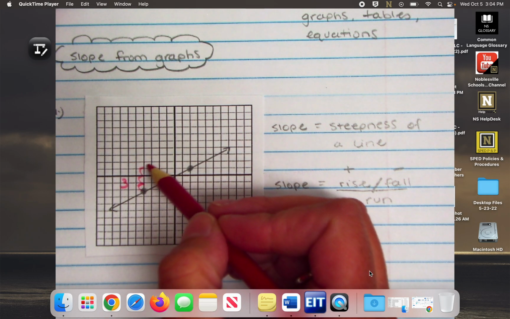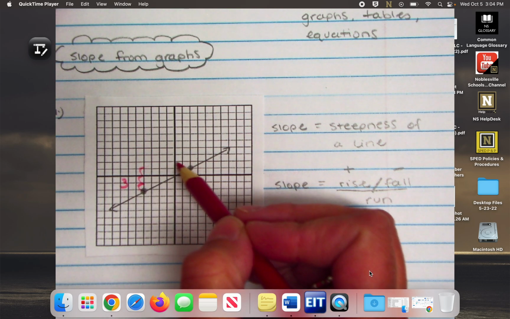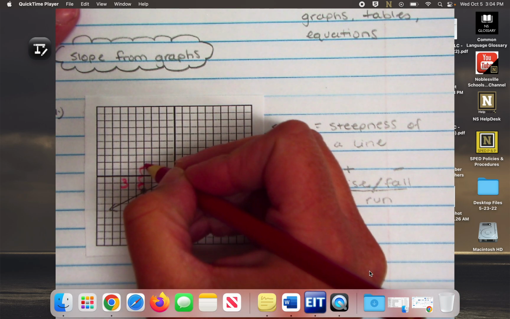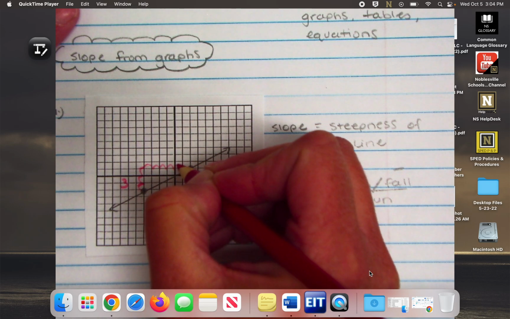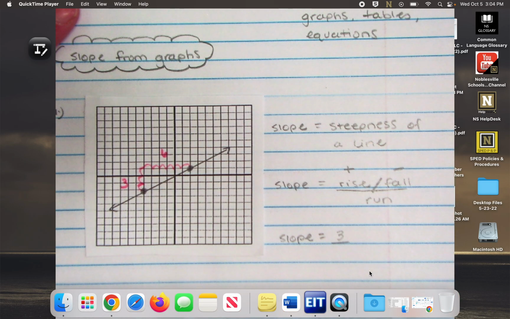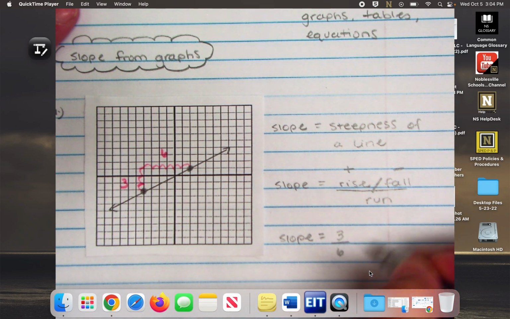And then I'm going to count how many spaces to get to this next point, which is going to be 6. So my slope is going to be 3 over 6. Okay, 1/2. You always simplify. So that would be the slope.